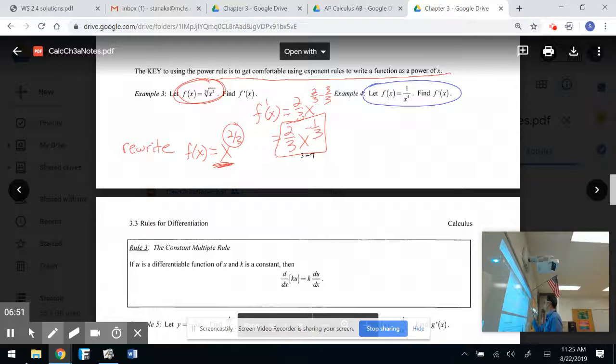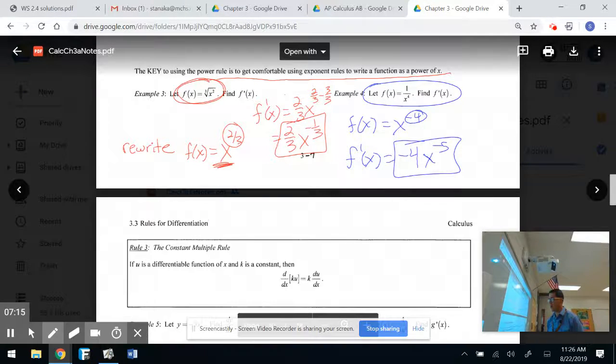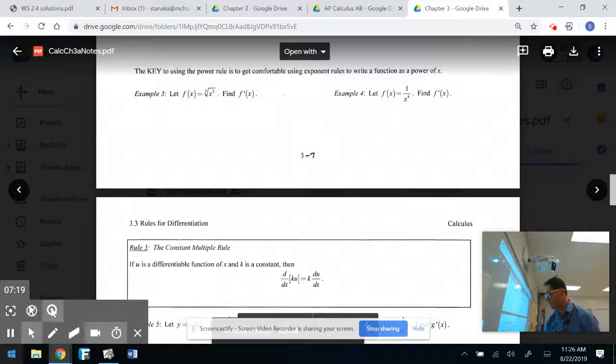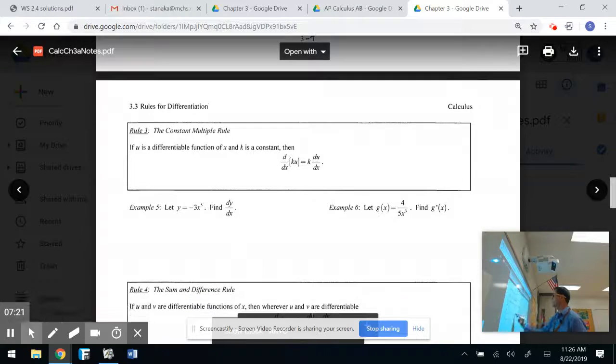Okay, here we go. That's 1 over x to the 4th. Well, I need it to be written as x to some power so I can use the power rule. So I'm going to rewrite f of x equals x to the negative 4. Then I can use the power rule. Negative 4x to the, if I subtract 1, that's negative 4 minus 1, which is to the negative 5. Once again, we like negative exponents. You don't have to rewrite that. Pause if you need a little bit of time because we are rolling. All right, here we go.